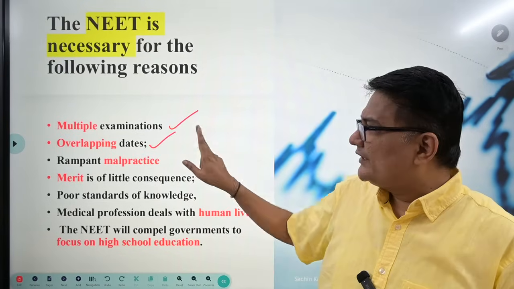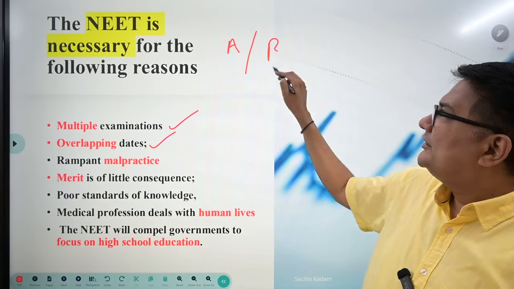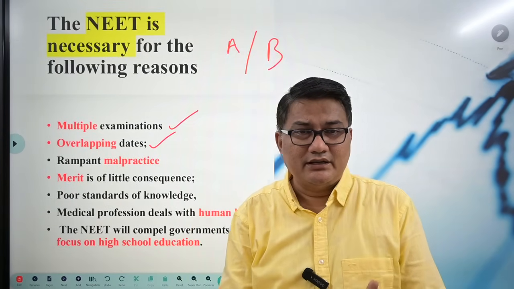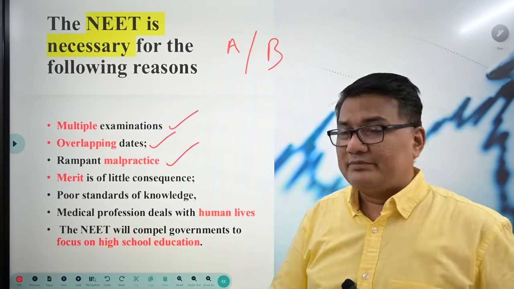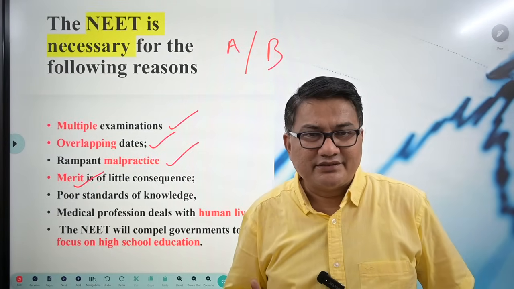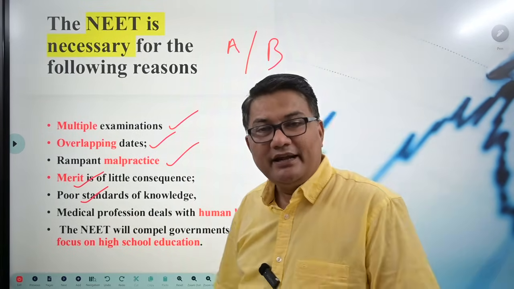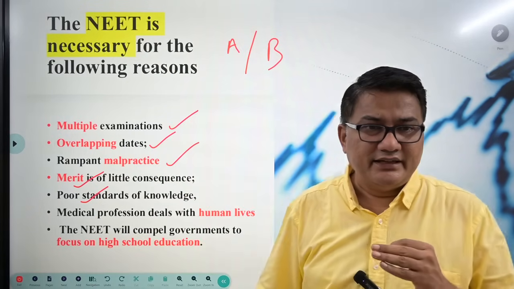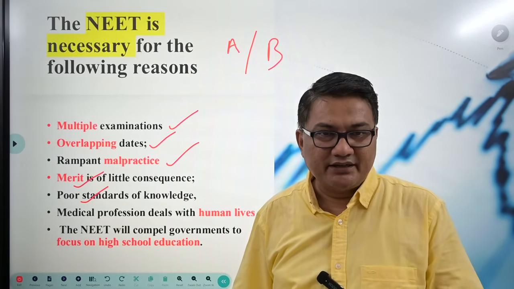Second, most of the time we used to see overlapping dates. For example, A college and B college are both good, but both are having exams on the same day, so I would miss one. So this is also an issue. Not only that, rampant malpractice also used to be there. Merit used to have little consequence, and the standard of knowledge used to be very poor. Don't you think the medical profession deals with human life? And if it deals with human life, then the utmost importance has to be given to the examination conducted.